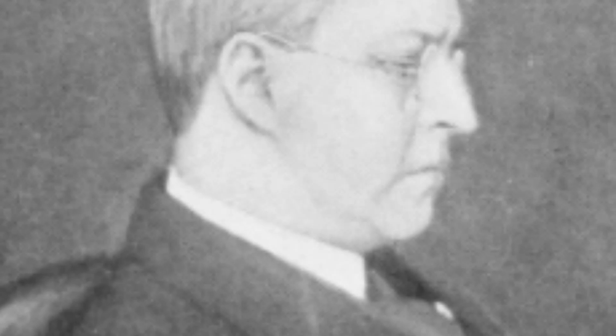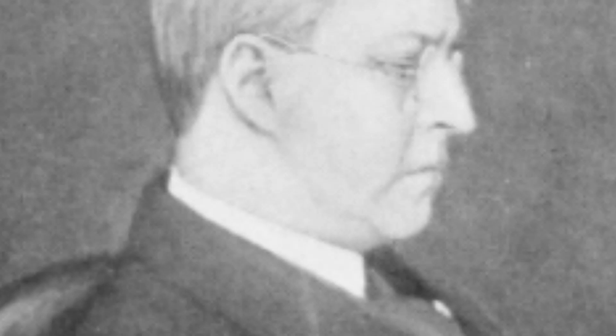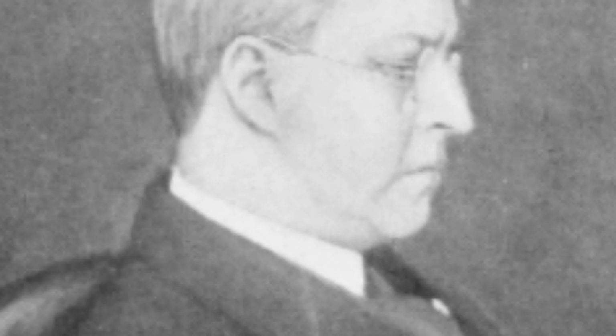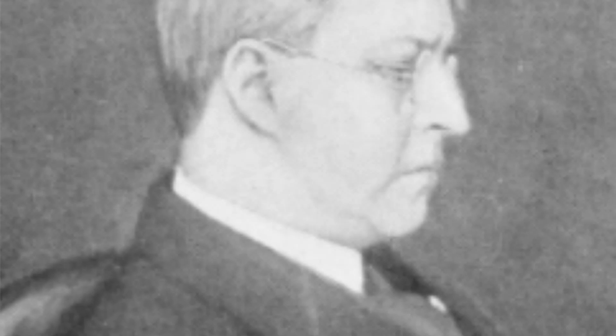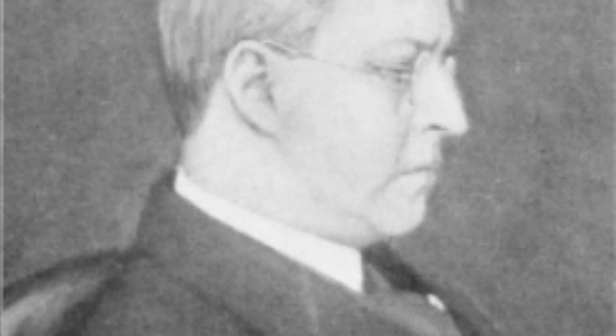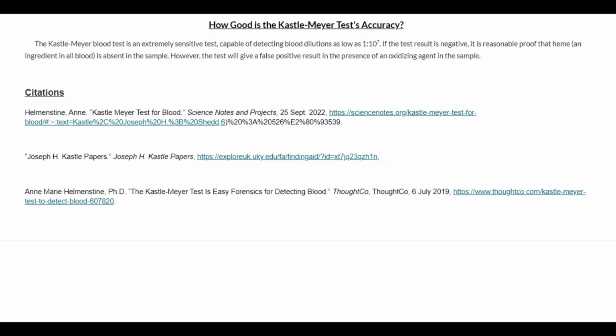Kastle was born in Lexington, Kentucky on January 25, 1864, and obtained his Ph.D. from Johns Hopkins University in Baltimore, Maryland in 1888. Kastle's research focused on organic chemistry pertaining to animal processes and compounds. Since then, the Kastle Meyer test is still used today mainly by forensic scientists who test to see if evidence found at a crime scene contains blood.